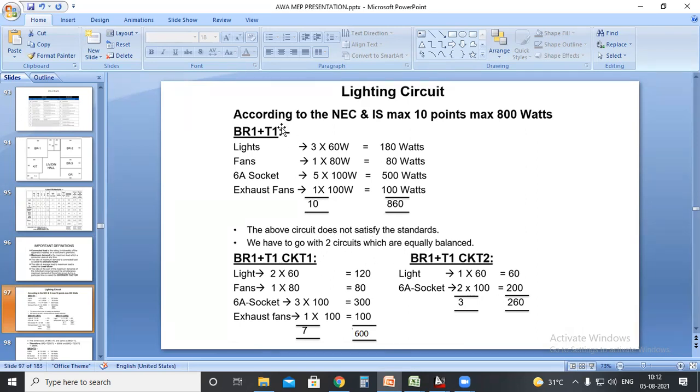So now we have an option. You can divide the single circuit into two. Why? Because we are having 60 watts extra. So as I told, we are sticking to the standards. So we need to split this circuit into two. So how can we split? There is an option to split.